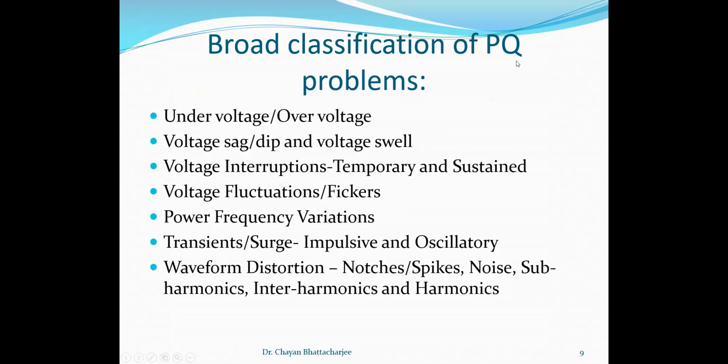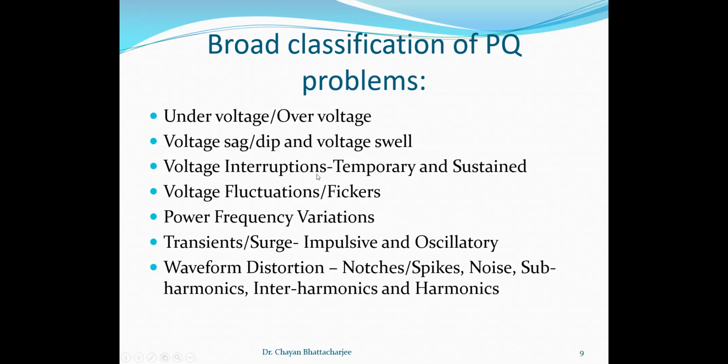Next is your broad classifications of power quality problems. Under voltage and over voltage: these are the broad classifications. Under voltage or over voltage is actually a long duration voltage variation, which is greater than 1 minute. Voltage sag or dip and voltage swell are short duration voltage variations.